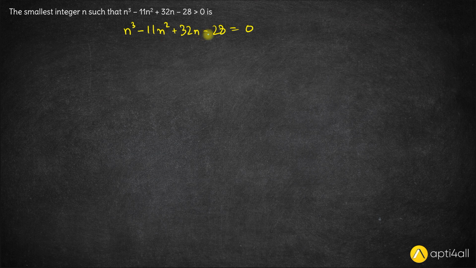If you put 0 here, the left hand side is minus 28, which is obviously not 0. So n equals 0 is not a root. What if you put n equals 1? We have 1 cube, minus 11 into 1 square is minus 11, plus 32 into 1, minus 28. If you solve this, this is plus 4, 5 minus 6. Again this is not equal to 0. So n equals 1 is not a root. What if n is equal to minus 1? Minus 1 cube is minus 1. Minus 1 square is 1 into minus 11 is minus 11. This is minus 32 and this is minus 28. All the terms become negative, hence definitely not equal to 0.